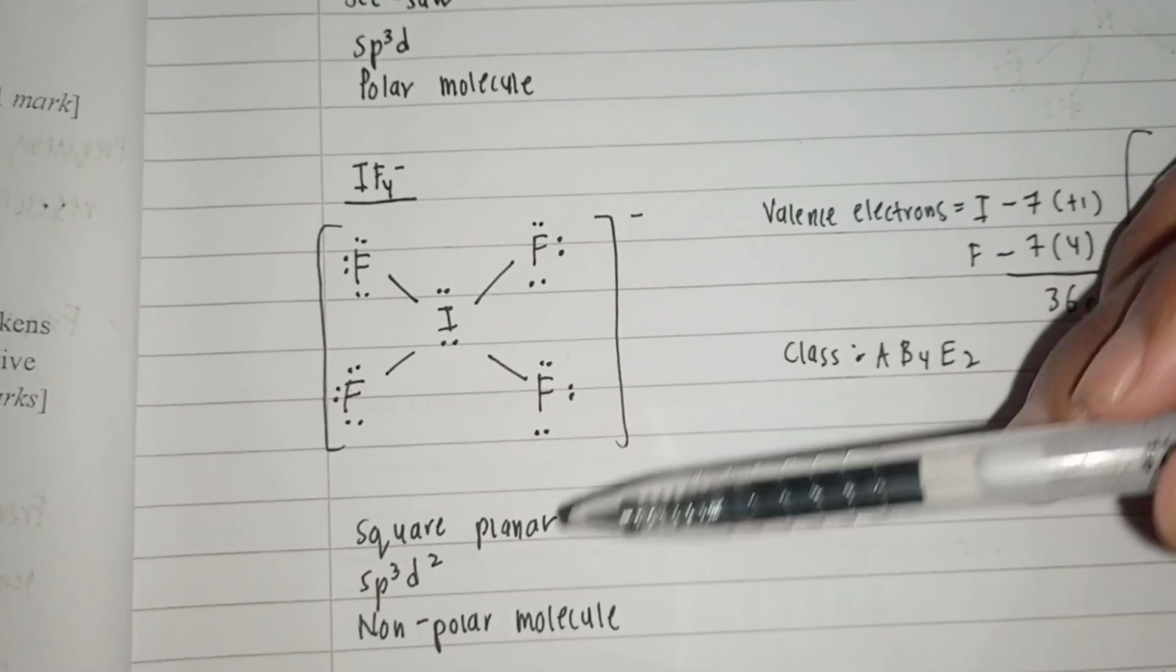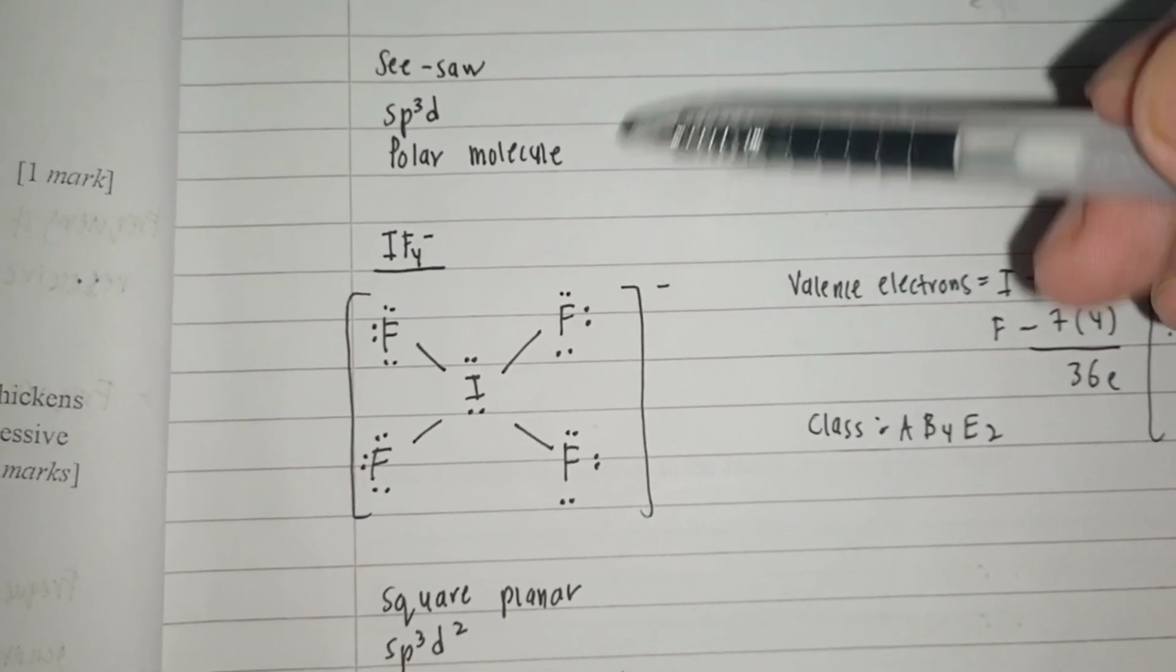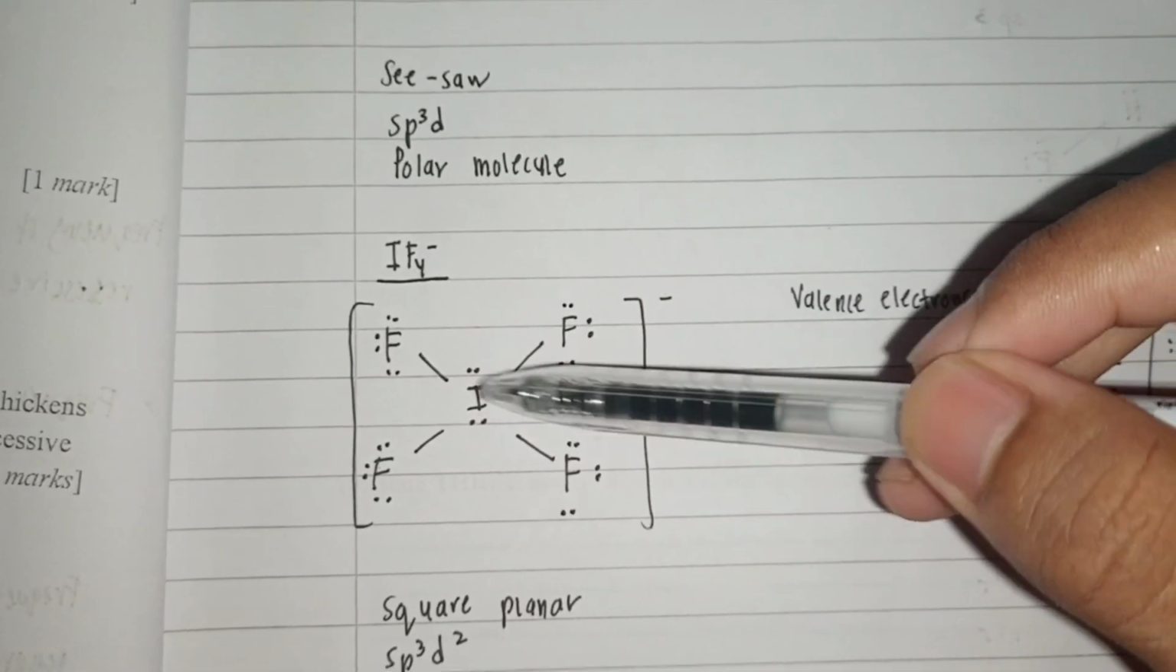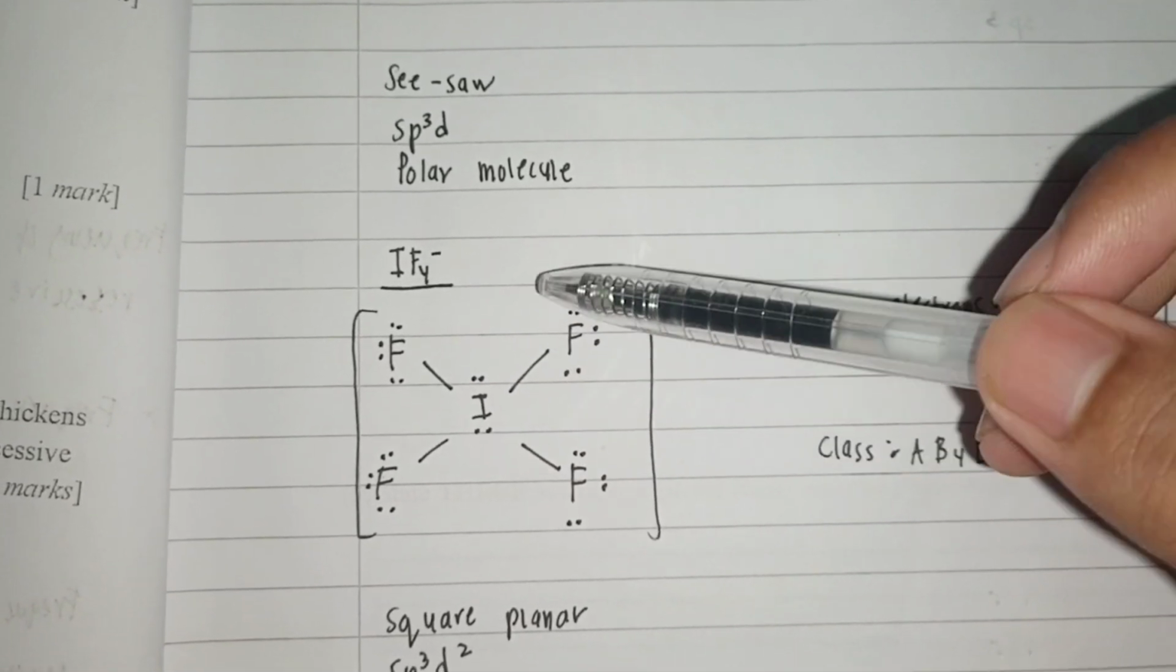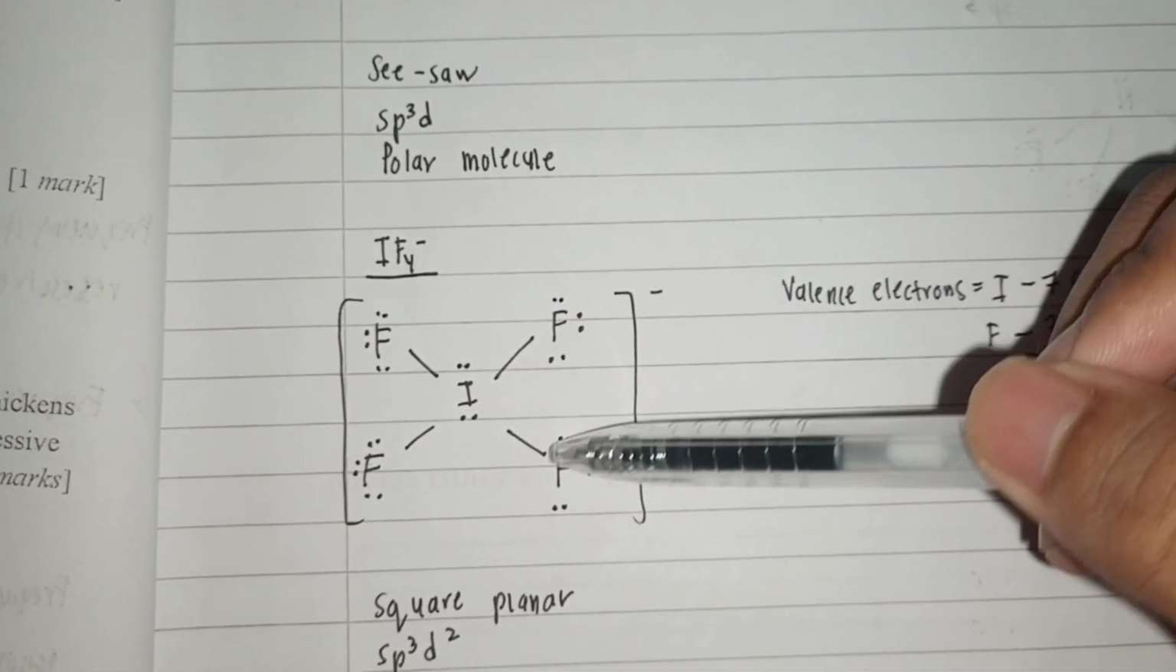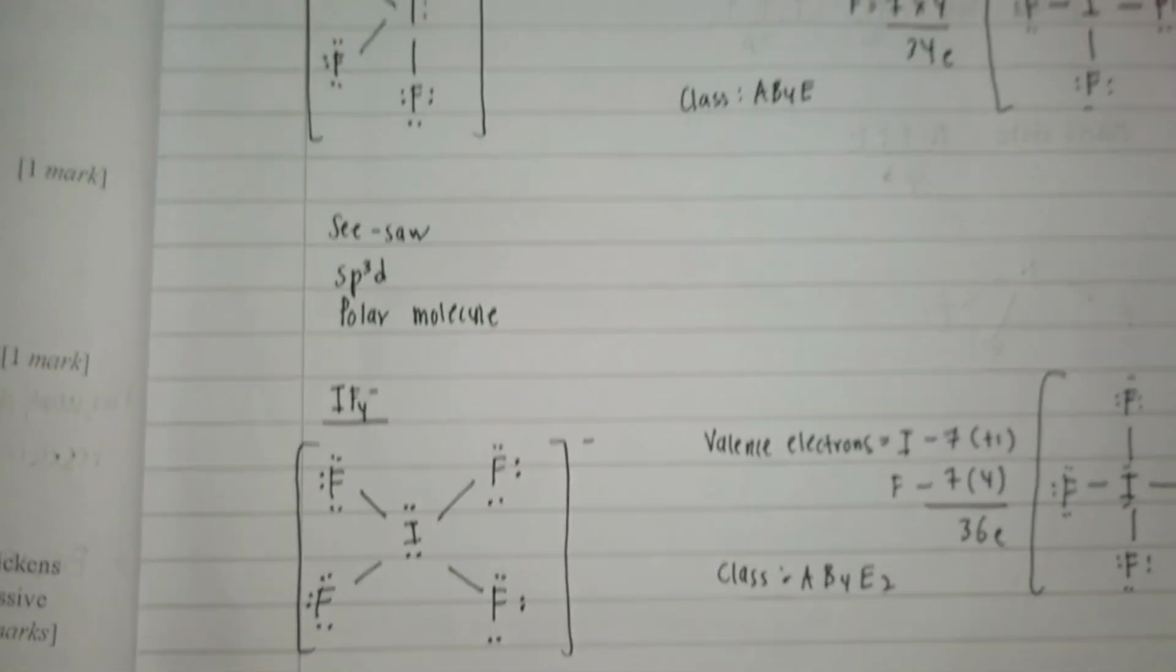So it is a non-polar molecule because it is a symmetrical molecule, and the bond dipoles cancel out between them. I think that's all for question 3a.